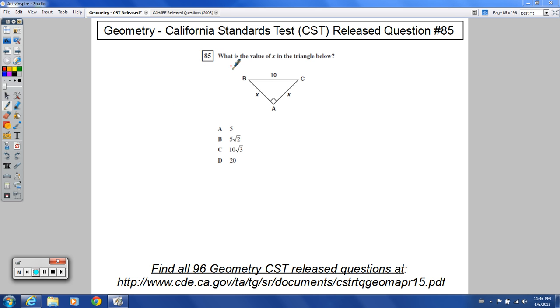Welcome to Geometry CST release question number 85. It says, what is the value of x in the triangle below? To me it looks like this is isosceles. I know this one and this one are the same.